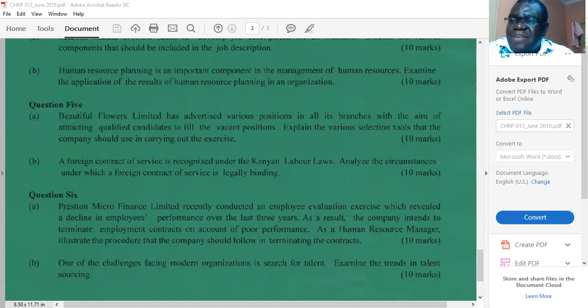Adhere to, abide by all the statutory requirements. Give them or issue the certificate of service, for example, pay them any outstanding dues, notify the labor office. Just make sure everything is done in a manner that is above board. If there are warning letters, you must have warning letters, have them in the file. You can prove that you did everything in a manner that was above board.